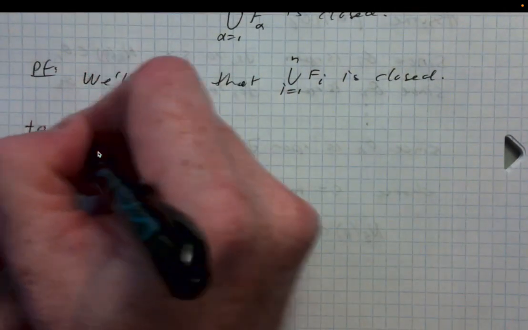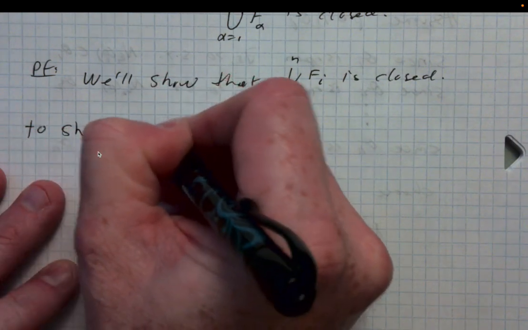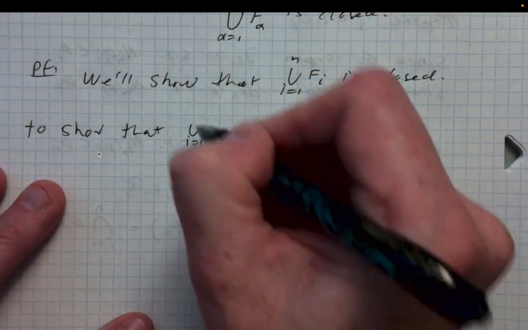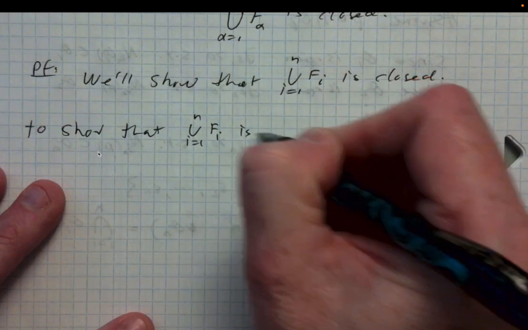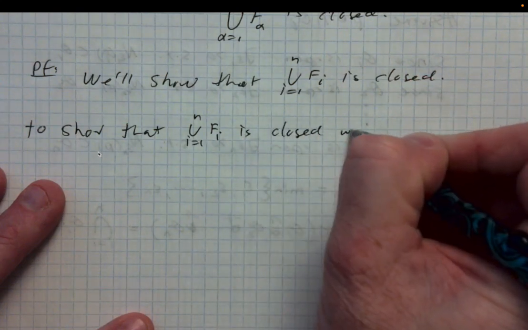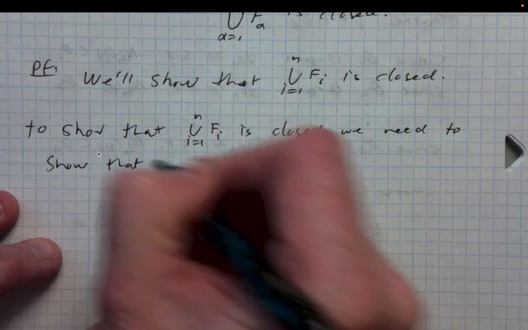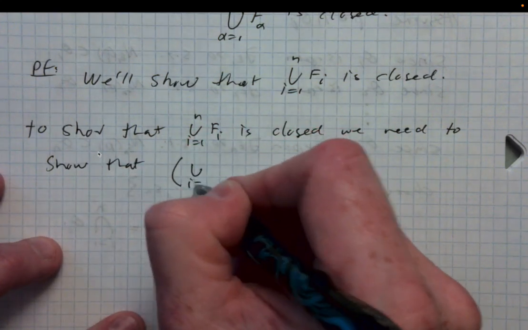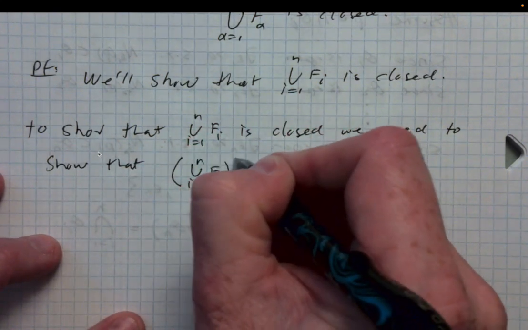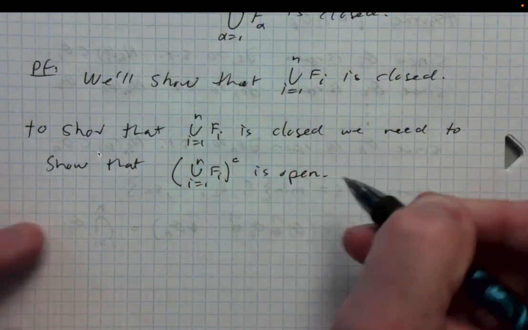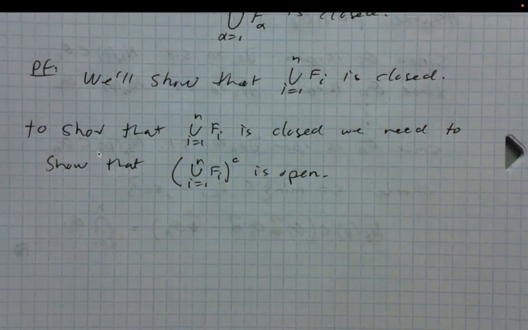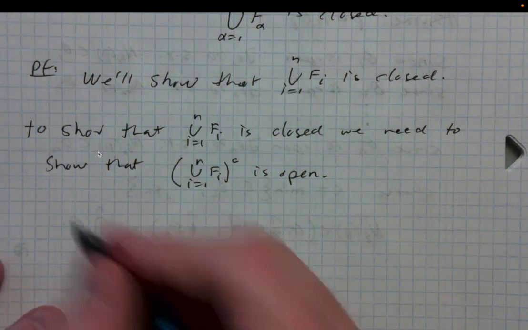So to show that the union i equals 1 to n of F sub i is closed, we need to show that the complement of this is open. I mean, you see this notation, you kind of know what's coming, right? We're going to expand this thing. And so let's take a look at that.